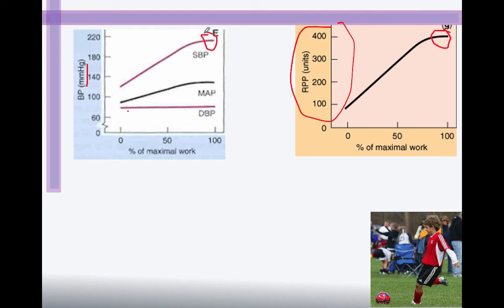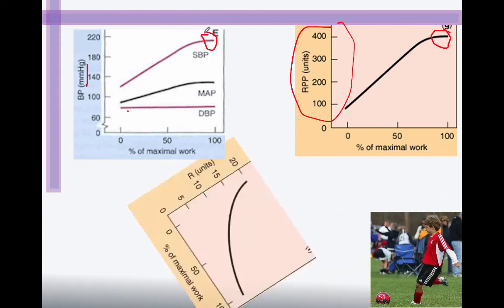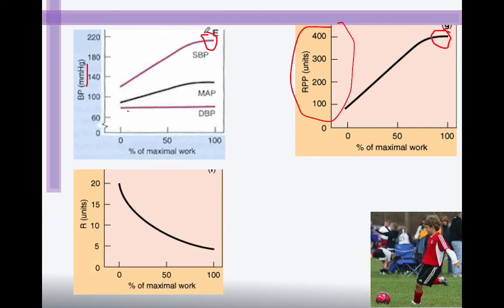And some people do have a plateau in heart rate as it goes up. And then resistance drops down quite a bit. We've gotten maximum vasodilation of skeletal muscle arterioles, and so resistance has dropped down so that it's under 5 resistance units.